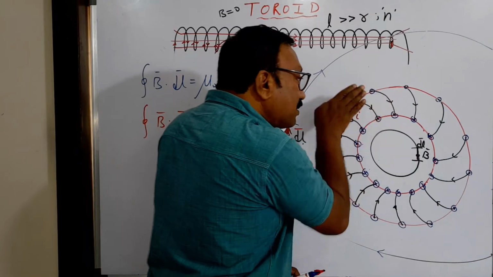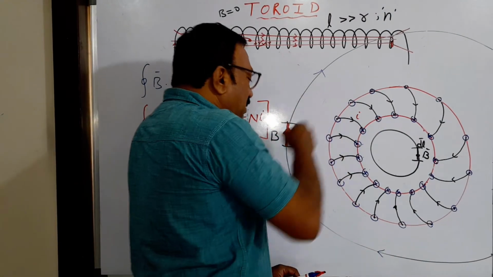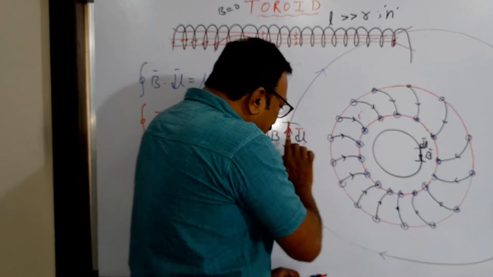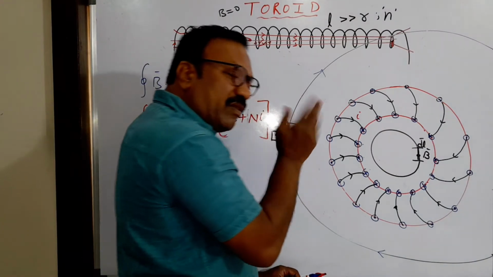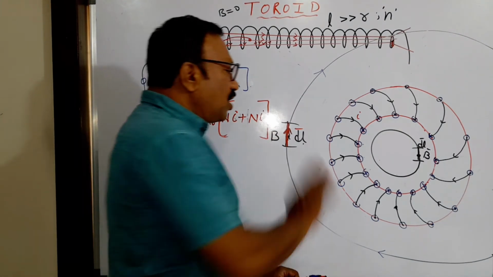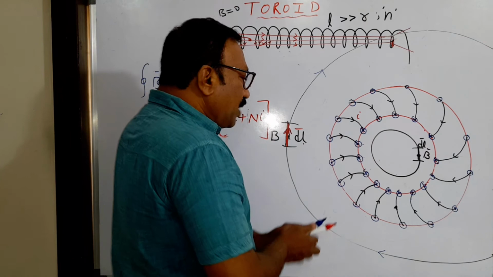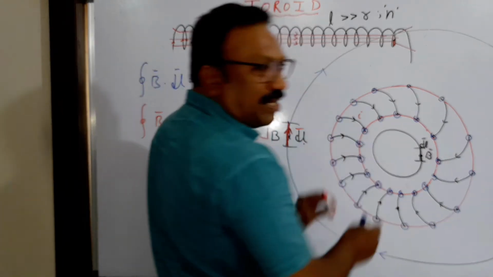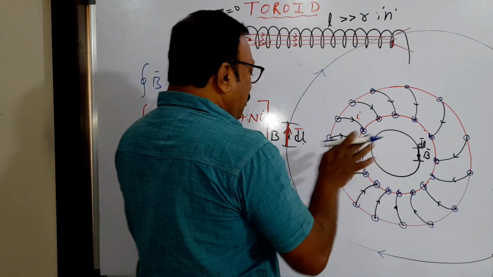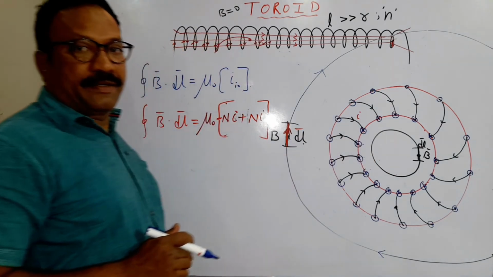What about this? So that will be perpendicular. Suppose if I take this element, this will be perpendicular to this. B dot dl means it will become 0. B bar dot dl bar is equal to B into dl into cos 90. So I will take only outward and inward currents. I will not take this current because that component, the dot product, will anyhow become 0.